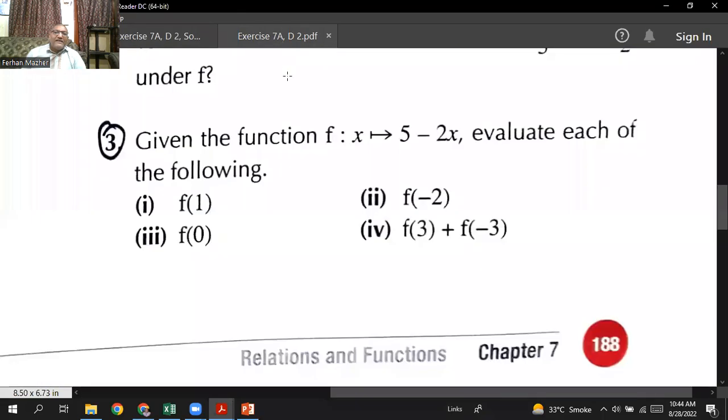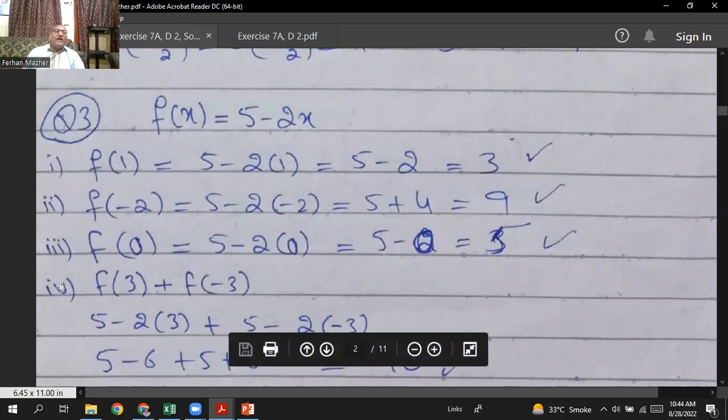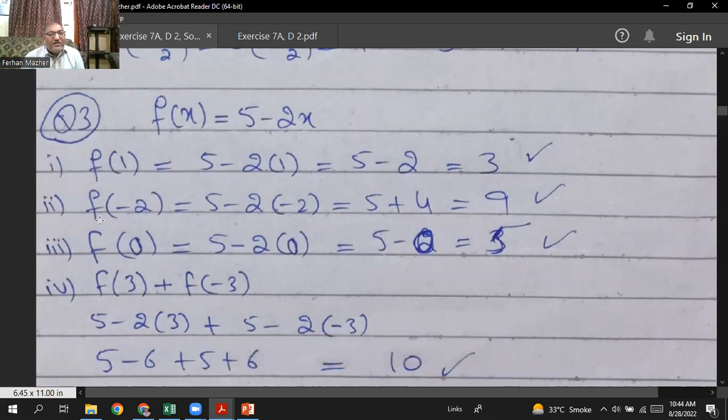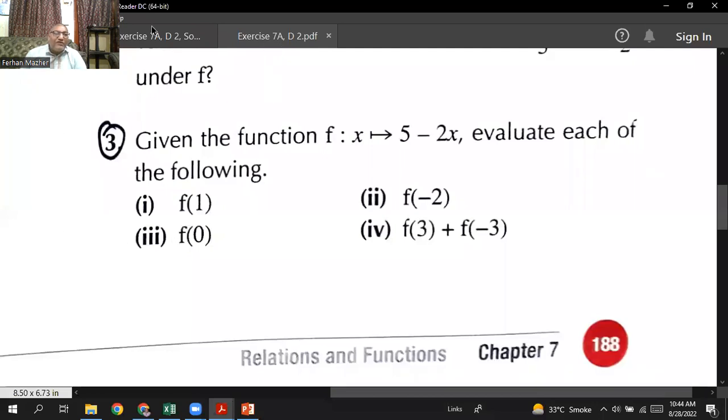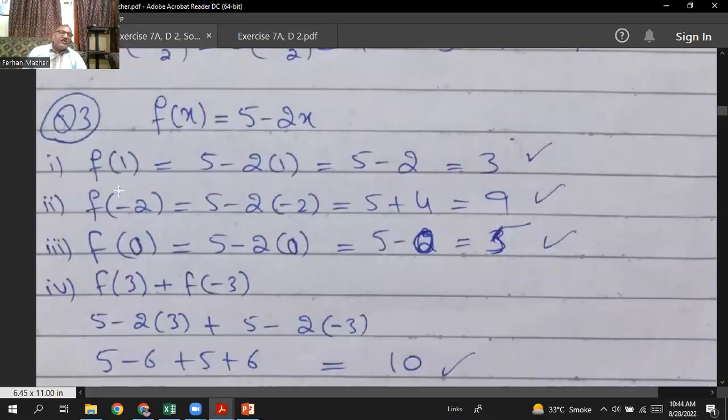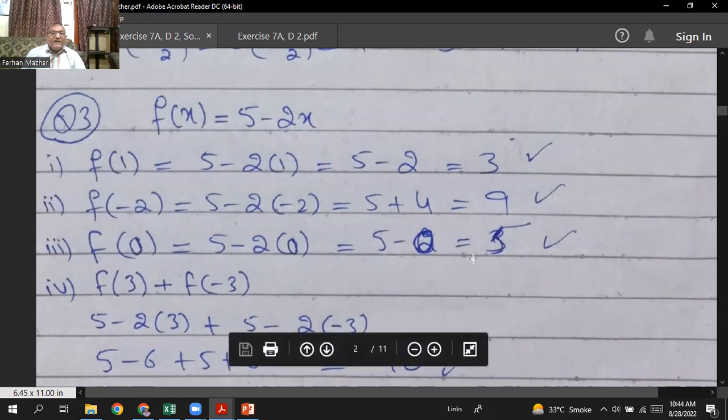In the second part, they say find f of minus 2. It means in the formula, wherever is the variable, substitute it with minus 2. So you will have f of minus 2 equals 5 minus 2 bracket minus 2 bracket close. So it will be 5 plus 4, and that will be 9. In the third part, he says f of 0. In that function, wherever is the x, substitute 0. So you will have 5 minus 2 into 0, that will be 5 minus 0, and that will be 5.